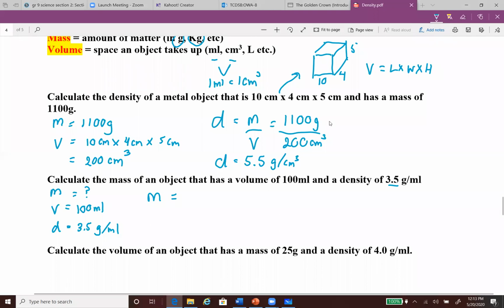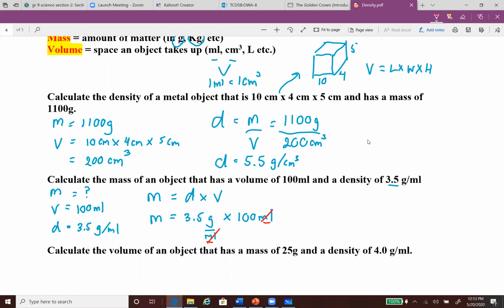Okay, there we go. All right, so mass is density times volume. In this case, the density is 3.5 grams per milliliter, and the volume is 100 milliliters. Now look, what's going to happen here is we have milliliters over milliliters, so they're going to cancel out.